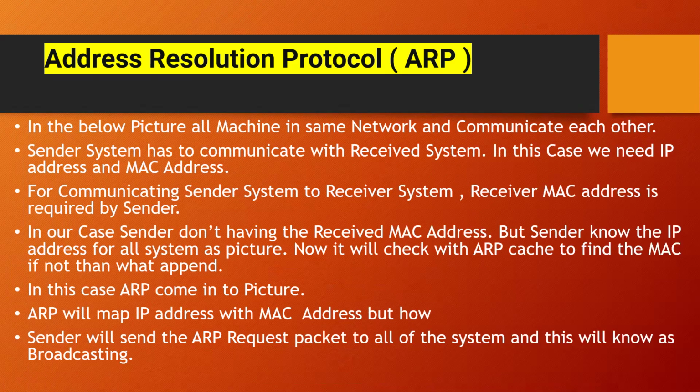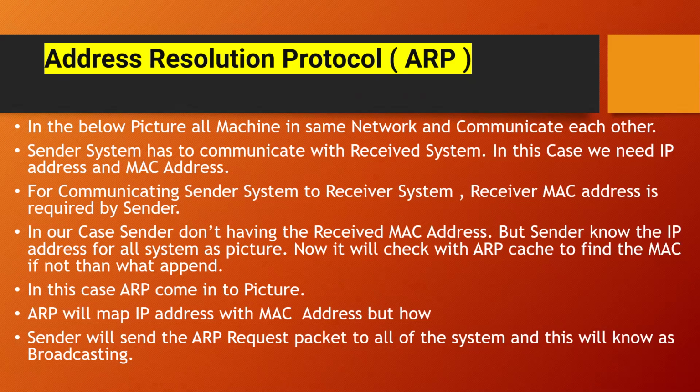But ARP, the Address Resolution Protocol, manages your IP to your MAC address. So IP maps to MAC address, and it maintains that in the ARP table. Coming to my PPT, in the picture below, all machines are in the same network and communicate with each other, right? The sender system has to communicate with the receiver system: sender A wants to communicate with D, as per my picture.